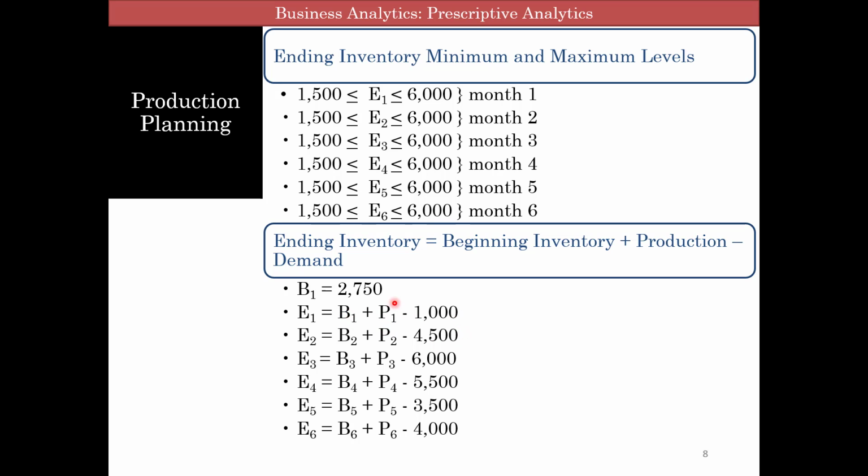So you need to move all of this where all the variables come to the left-hand side and all the numbers come to the right-hand side. So my advice would be to move 1000 and then move E. So B1 plus P1 minus E1 is equal to 1000. B2 plus P2 minus E2 is equal to 4500, and so on.